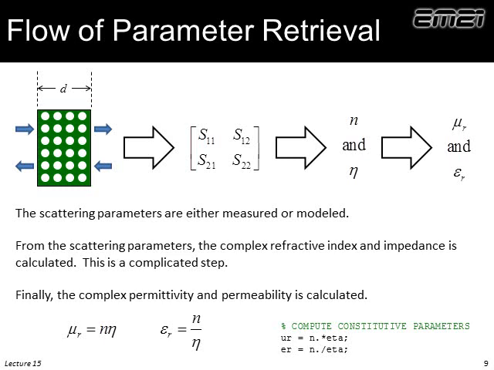So here's the process. We start with either a simulation of our engineered material, or maybe we have this in the lab and we measure the scattering parameters. So we come away with our scattering parameters. From this, through a mathematical process, we can extract the effective refractive index and the effective impedance of that material. Given these, we can then extract the permeability and the permittivity terms.